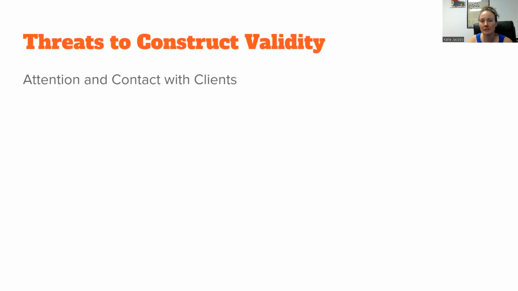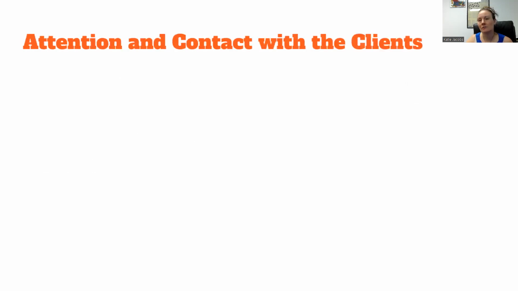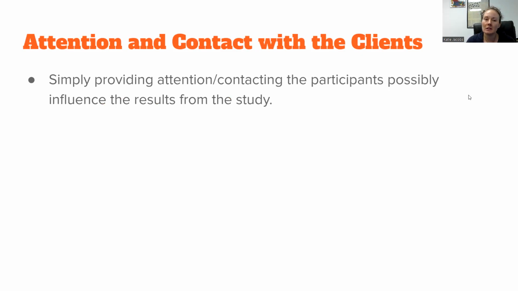All right, so there's several threats to the construct validity, things that mess with it. One could be attention and contact with clients, single operations and narrow stimulus sampling, experimenter expectancies, demand characteristics, and so forth. And we're going to go over these in a little bit more detail. So the book didn't go over these in detail, but you'll want to learn them because when you're designing your studies, you're going to want to control for some of these problems. Because when we're designing these studies, we're trying to get practice at becoming researchers and explorers so that we understand what's going on.